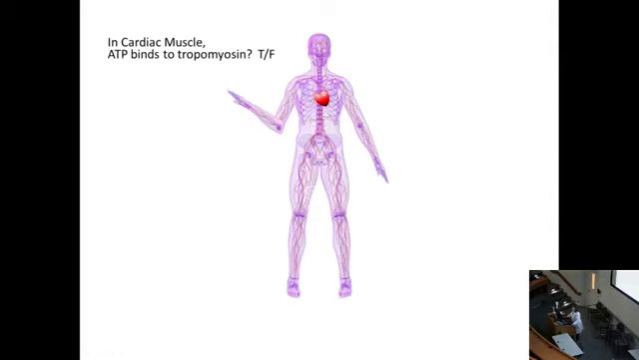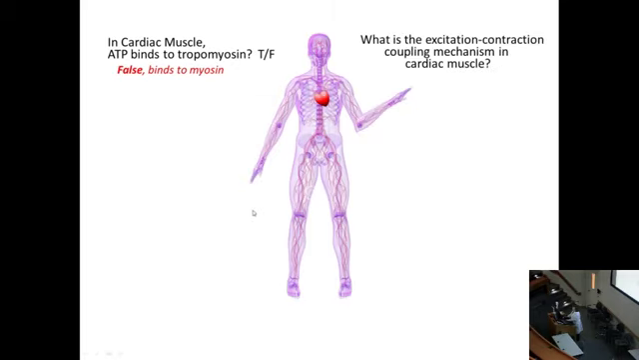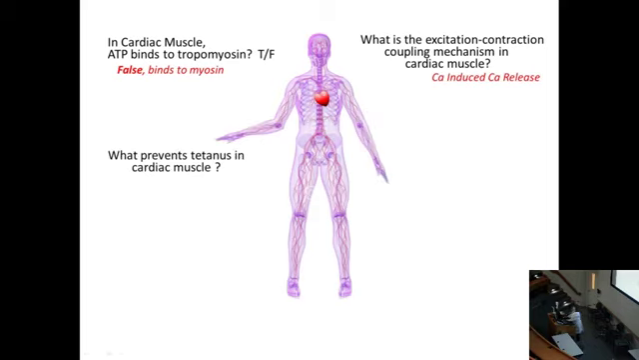In cardiac muscle, ATP binds to tropomyosin. True or false? False. It binds to myosin, the same as it does in skeletal muscle. What is the excitation-contraction coupling mechanism in cardiac muscle? Calcium-induced calcium release, right? Perfect. What prevents tetanus in cardiac muscle? The long action potentials, which present a long plateau, and with that a long refractory period.